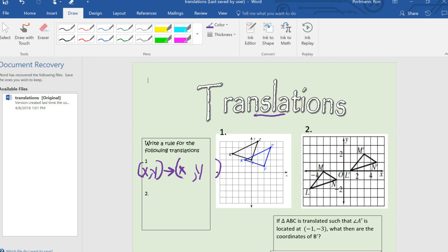If it's up, you're going to put positive. If it's down, you're going to put negative. If it's right, you put positive. If it's left, you put negative. Guys, you're only looking for 4 things here. You're only looking for 2 signs. You're looking for 2 numbers.